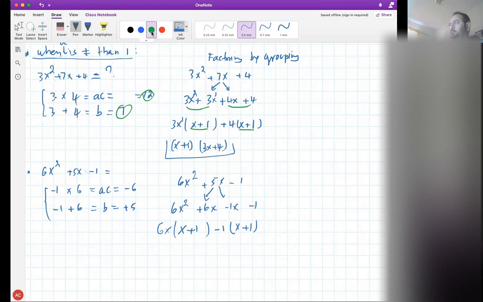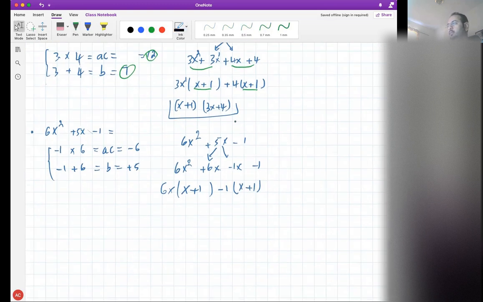Now what do we do? Everybody, what do we do now with these two terms? 6x minus 1. We factor out x plus 1 in this case. That's right. x plus 1 is the common factor. So we write it out first. Open the parentheses, x plus 1 moves to the front, and we have 6x minus 1. So that's basically how you factor when a is different than 1.